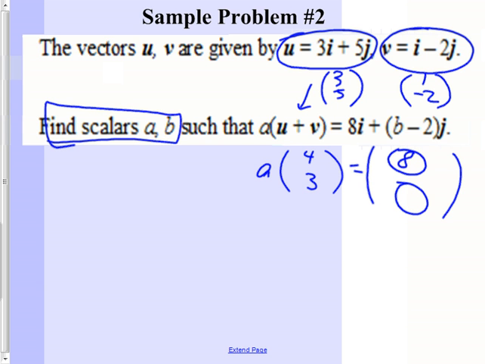8 in the I direction. And how far in the other direction? B minus 2. Now, some people might like this explanation: this is 8 times I, which is technically 1 in this direction and 0 in that direction, which makes it 8 times 1, 0, which makes it 8, 0, plus B minus 2 in the J direction, which is 0 in that direction and 1 in that direction.